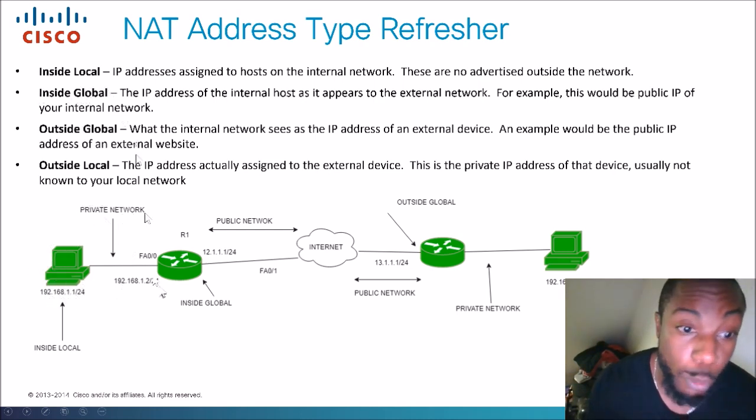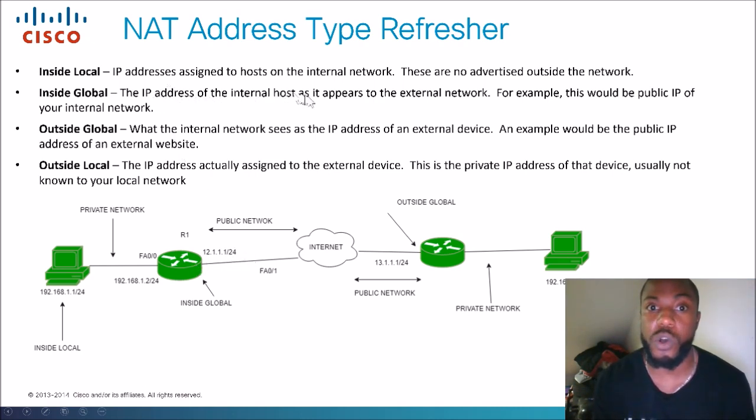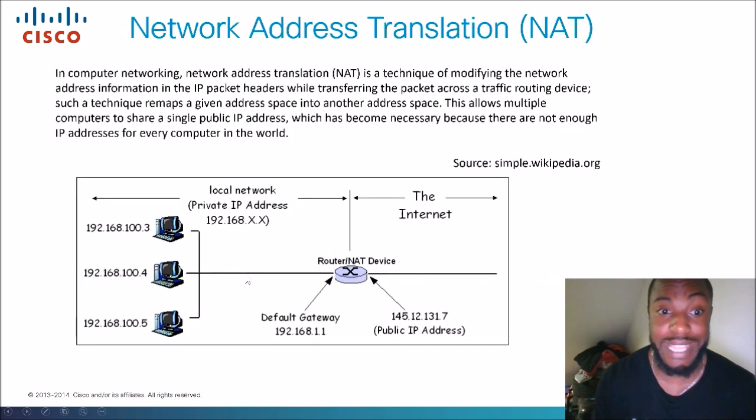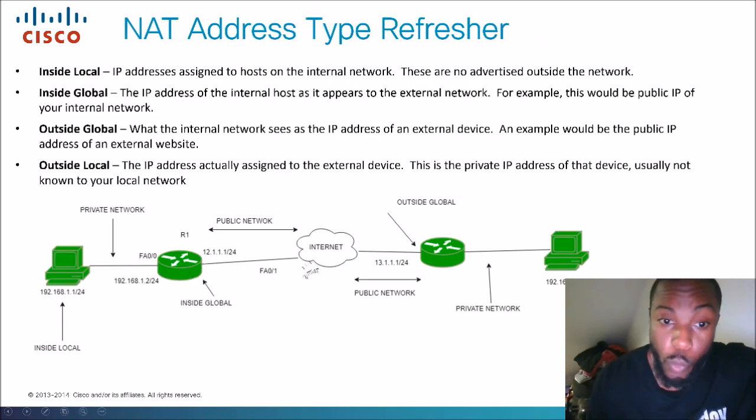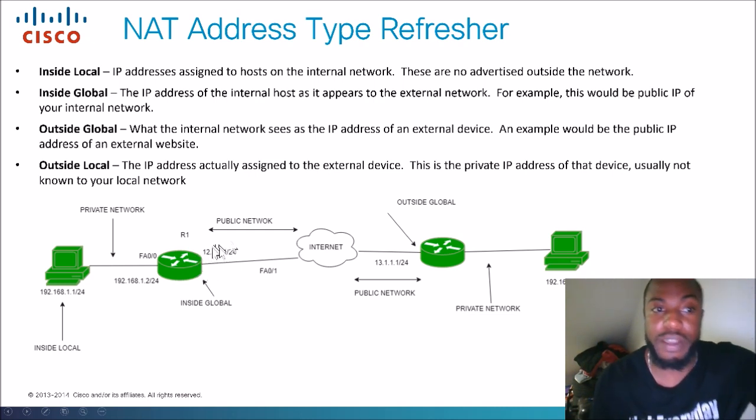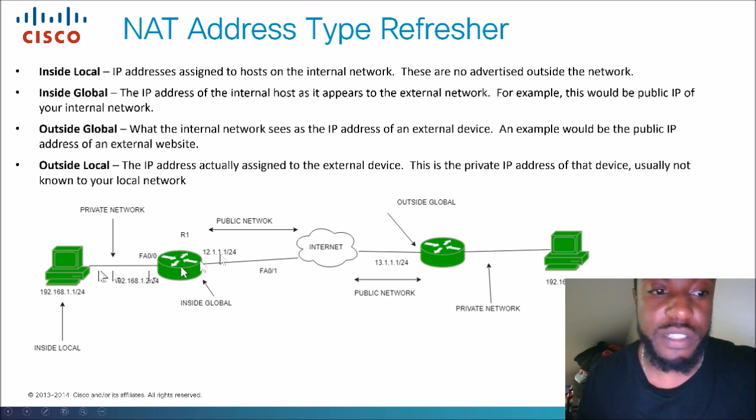Then we have our inside global. Now we're still inside, because here's the internet right here. The inside global IP address is the IP address of the internal host as it appears to the external network. So this is almost like that public IP address right there. Even though it says public, it's still on the inside, because it's global, but it's internal to us. We know that this is our outside IP address. So this is inside global. For example, this would be the public IP of your internal network, that 12.1.1.1. So this address is going to be that address once it reads outside.